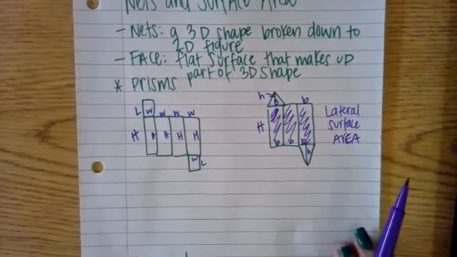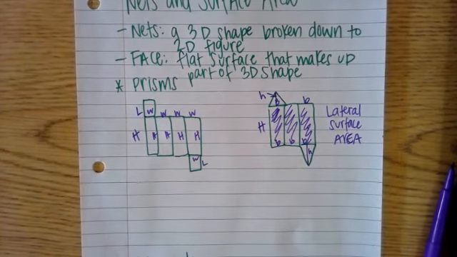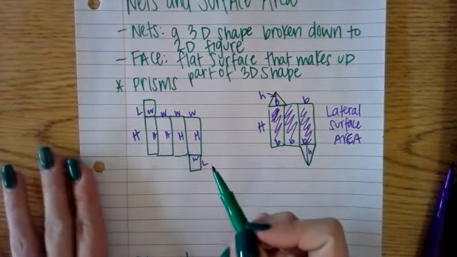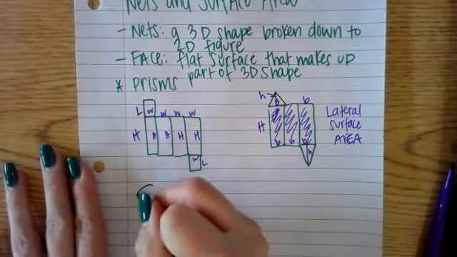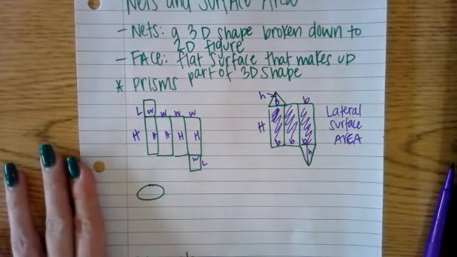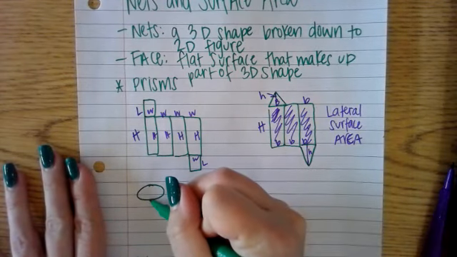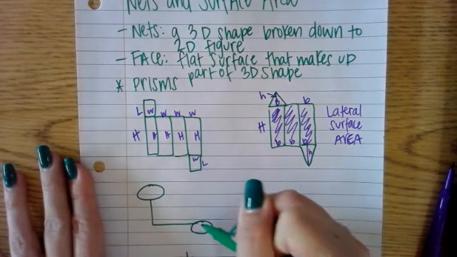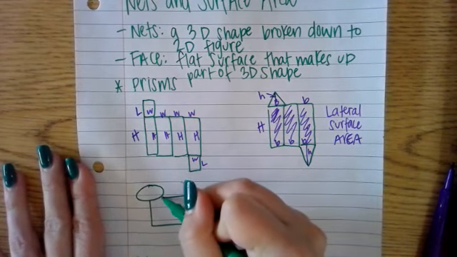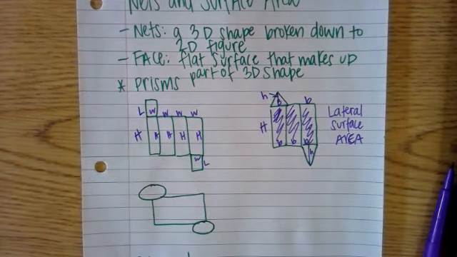The last kind of prism, or something that's similar to a prism that we're going to look at, is a cylinder. So a cylinder, its base shape, so its top and its bottom, are both circles. And the lateral surface area, kind of that side or that edge, is essentially one giant rectangle. If you think about a toilet paper roll or a paper towel roll, if you were to cut that and flatten it out, it would look just like a giant rectangle.